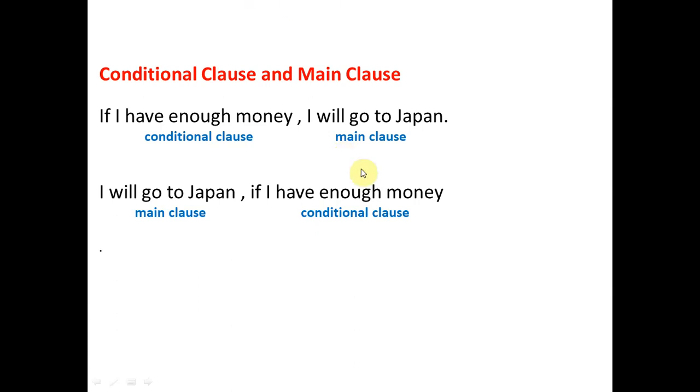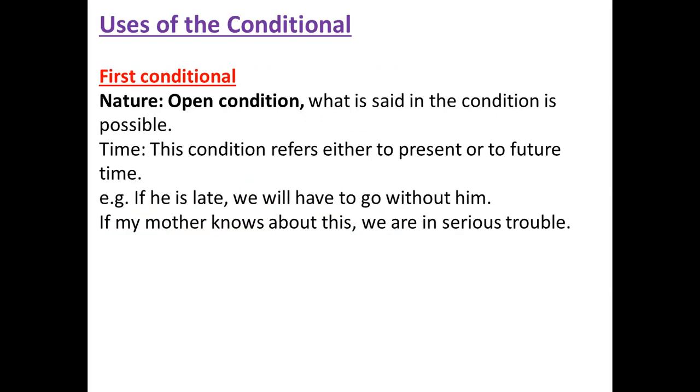And the one which doesn't have "if" in it is called the main clause. Okay? So here, "If I have enough money, I will go to Japan": conditional clause and main clause. And here, "I will go to Japan" is the main clause, and "if I have enough money" is the conditional clause. Okay?